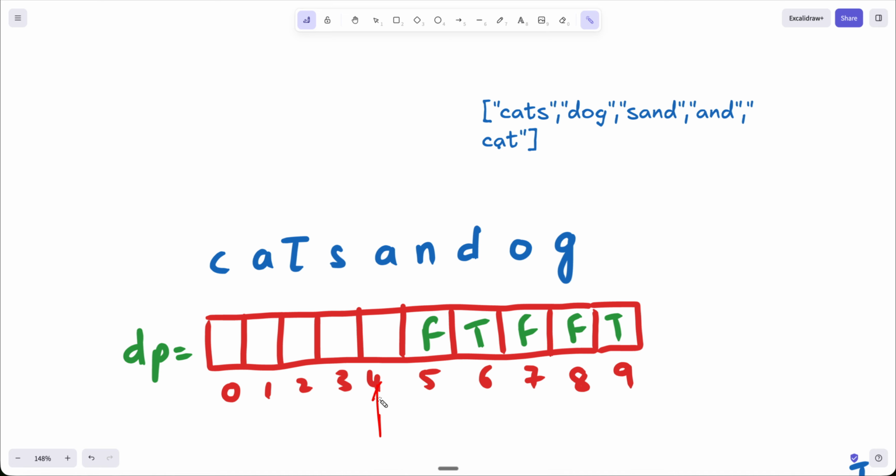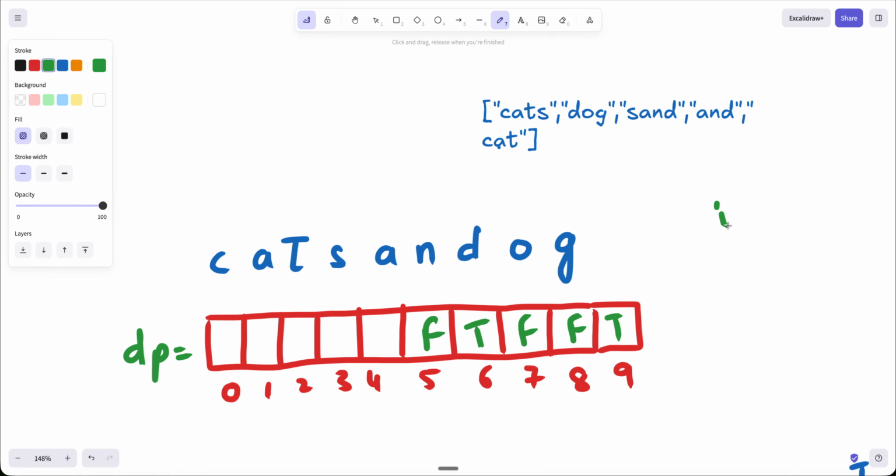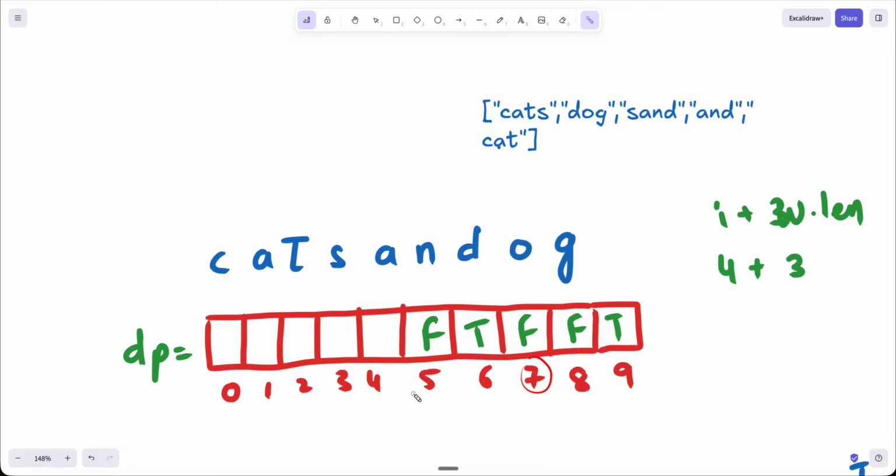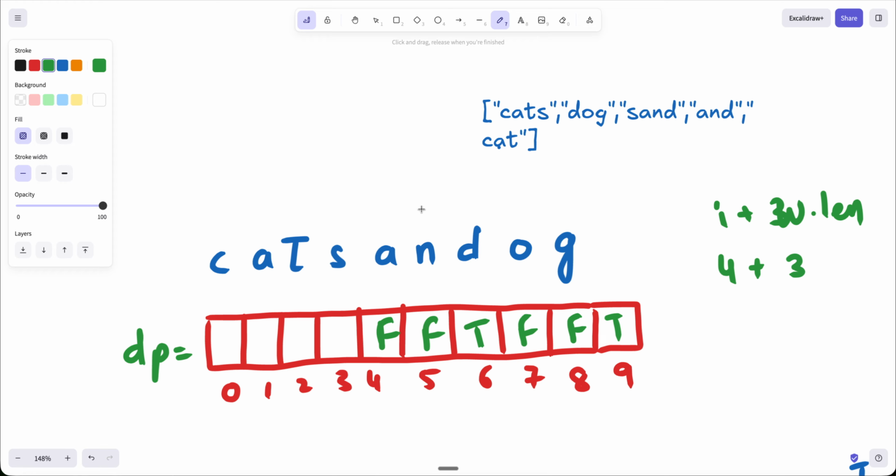So whenever it is equal, what we will do is check i plus word.length. Word.length is 3 here, and i here is 4. If you see, 4 plus 3 is 7, but it's false here, so we do not have a word. I cannot take this word, and og is not present as a single word, so it is going to be false. And then I'm going to go to s.